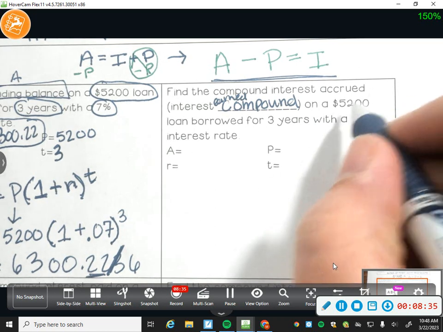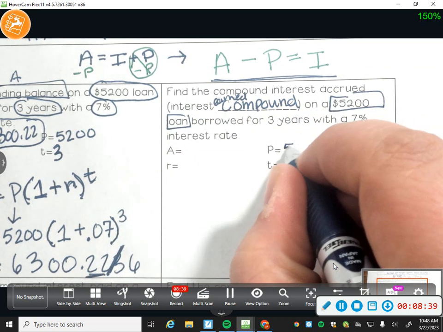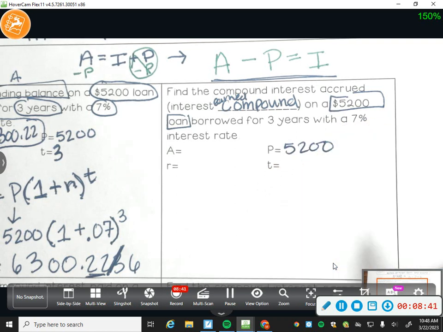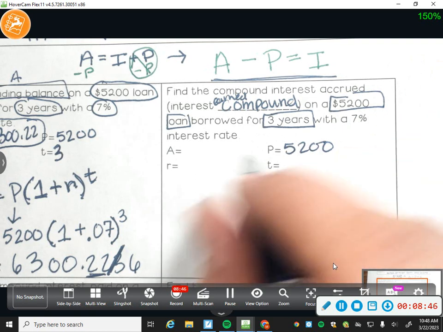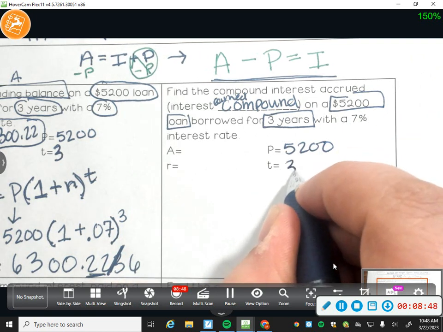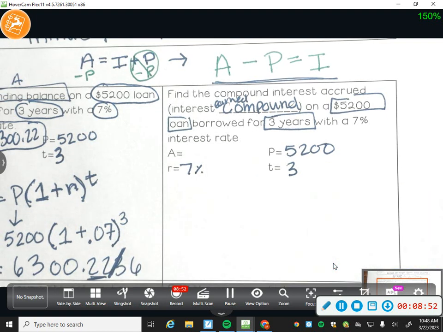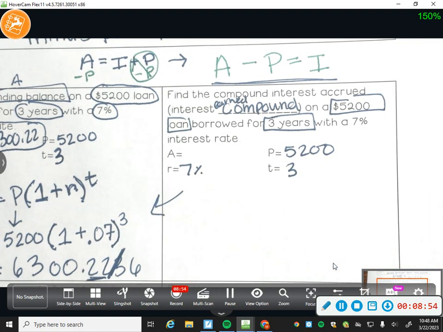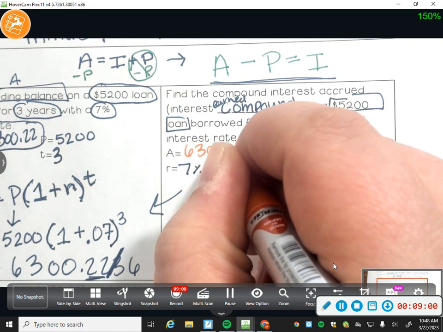Okay, so the loan amount is $5,200. It's for 3 years with a 7% interest rate. This looks really familiar. It's exactly the same problem. So I know that the ending balance is $6,300.22.